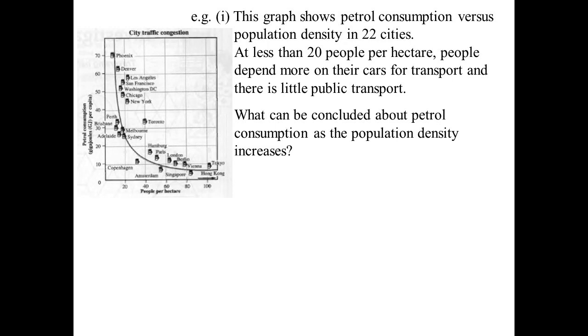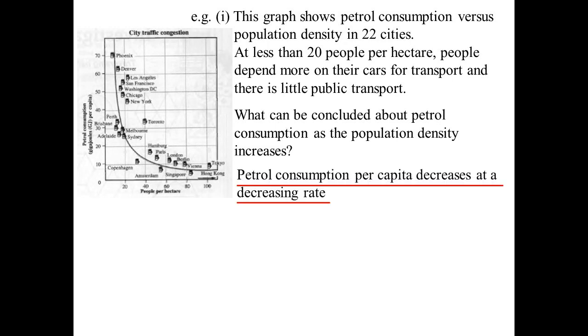But what could be concluded about petrol consumption as the population density increases? And so we can see the curve there. Well, it's decreasing at a decreasing rate, right? Because it's concave up, so the second derivative is positive, but the first derivative is negative because it's decreasing. Opposite directions, so it would be decreasing at a decreasing rate.